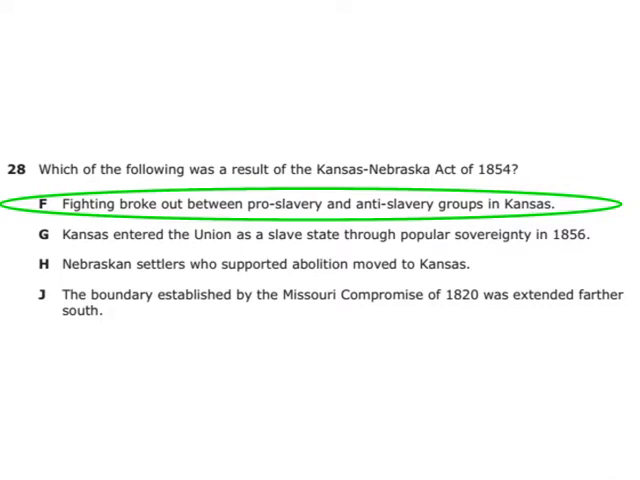Which of the following was a result of the Kansas-Nebraska Act of 1854? Well, fighting broke out between pro-slavery and anti-slavery groups in Kansas. Remember, I told you that the Kansas-Nebraska Act was a popular sovereignty act, meaning the people in those states could vote themselves whether they wanted it to be a slave or free state. Well, if all the people could come there and vote themselves, people from slave states would move there to vote for slavery. People from free states would move there to vote for freedom, and then a lot of fighting broke out.